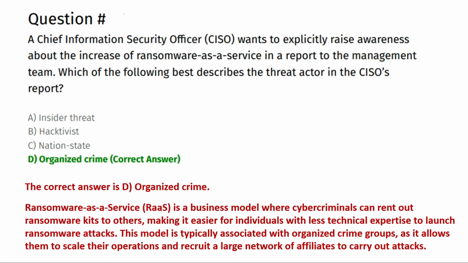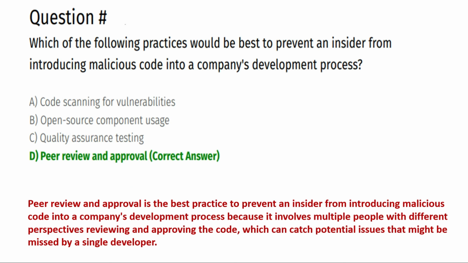So let's check the explanation. Ransomware as a service is a business model where cyber criminals can rent out ransomware kits to others, making it easier for individuals with less technical expertise to launch ransomware attacks. This model is typically associated with organized crime groups as it allows them to scale their operations and recruit a large network of affiliates to carry out attacks. So that's why the correct answer for this question is option D, organized crime. So let's move to the next question.